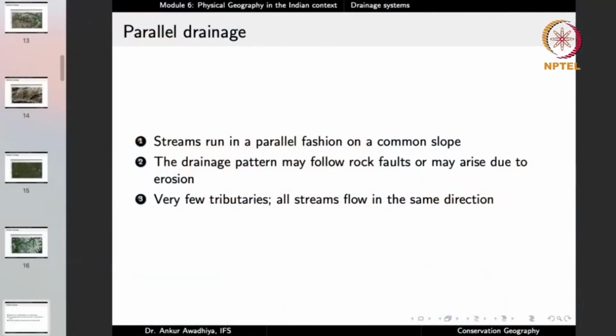Now another drainage pattern is the parallel drainage. In this case, streams run in a parallel fashion on a common slope. The drainage pattern may follow rock faults or may arise due to erosion. There are very few tributaries, and all the streams flow in the same direction.